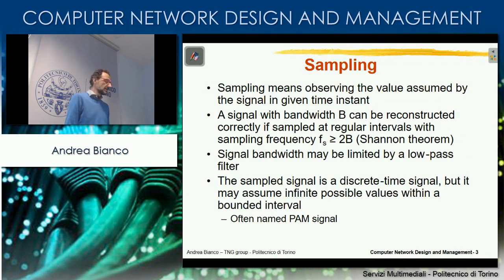In particular, we know that given the limited bandwidth in which we can represent this signal, we need to sample at a sampling frequency given by the Shannon theorem, which is double the bandwidth that characterizes this signal. Typically, you low-pass filter these signals to make sure they are really bandwidth limited. That typically introduces some limited distortion, and then you sample at a speed which is compatible with this rule. After that, you get a discrete time signal, which may however still assume infinite possible values, because you are simply taking this analog signal at different time instants. This is sometimes called a PAM, or pulse amplitude modulation, signal.